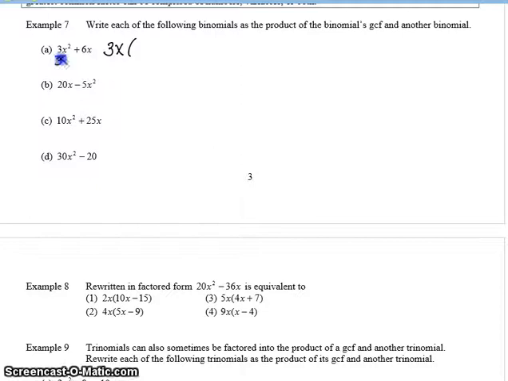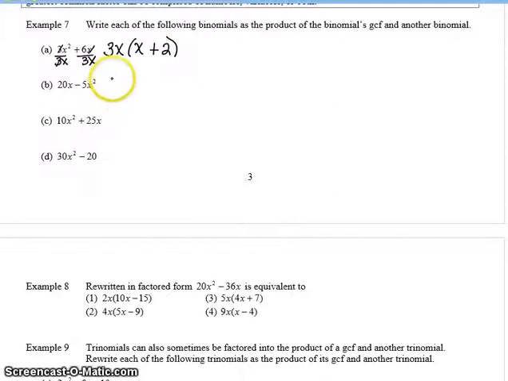So I'm going to divide each of these by 3x. So 3x squared divided by 3x, my 3's cancel. I'm left with an x. And again, do a little mental check. 3x times x is 3x squared. Okay, over here, my x's cancel, and I'm left with a 2. Please do a mental check by distributing to make sure you get that.